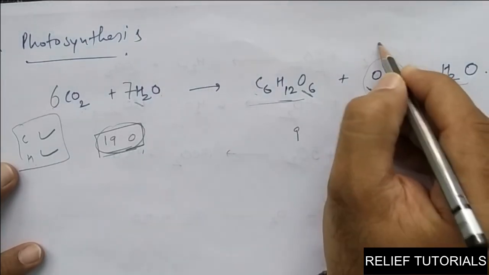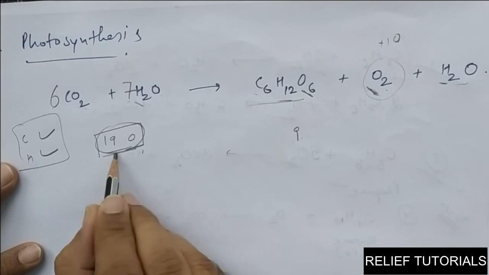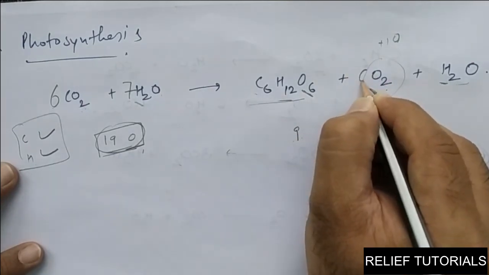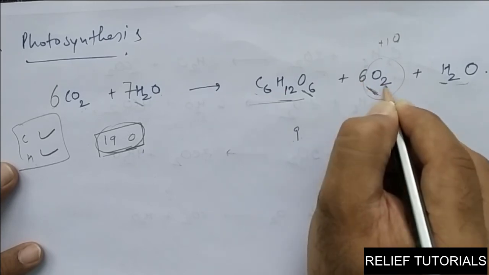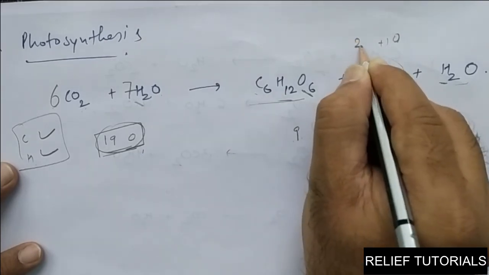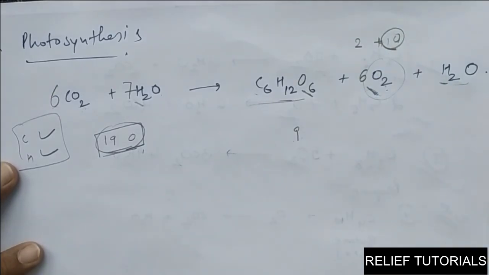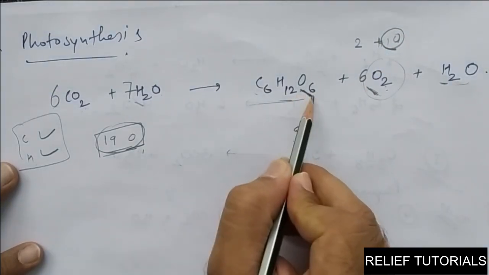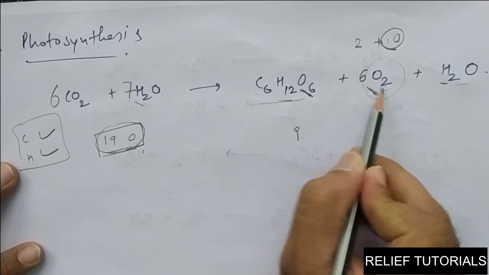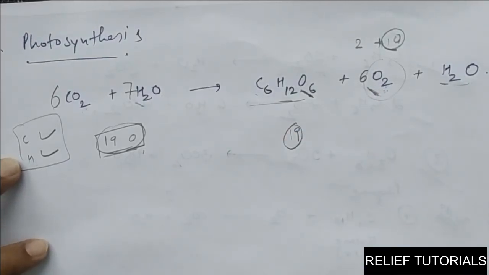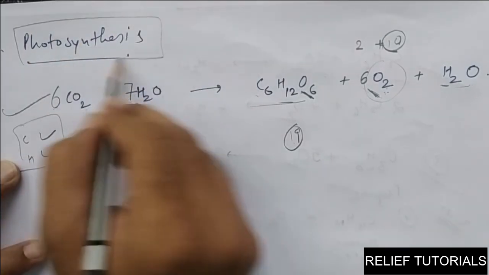We have to add 10 oxygens here, so it will become 19. This is 2, so if you write 6 here, 6 2s are 12. So 2 were already there, and if you make it 12, you are adding 10. Now calculate it. It is 6 plus 12, 18, and 1, 19. So here is the balanced chemical reaction of photosynthesis.